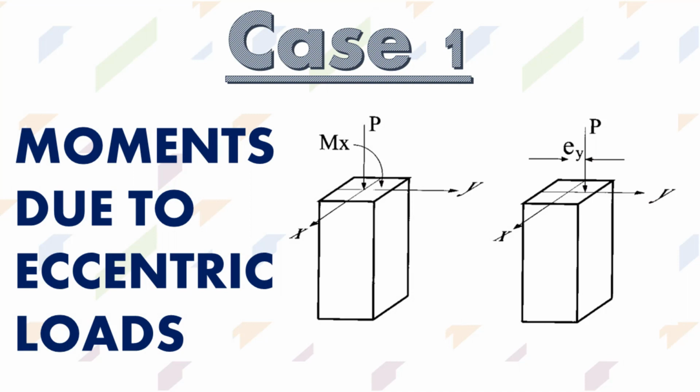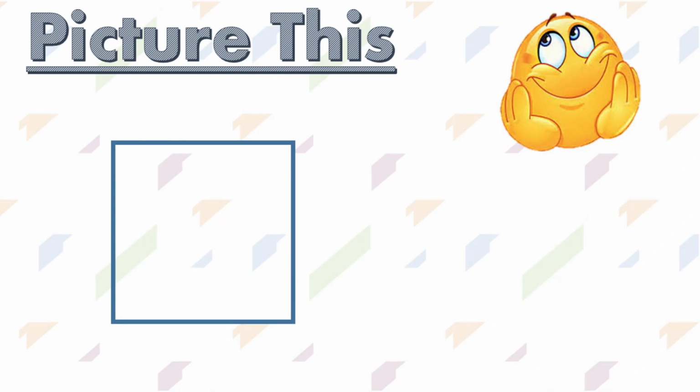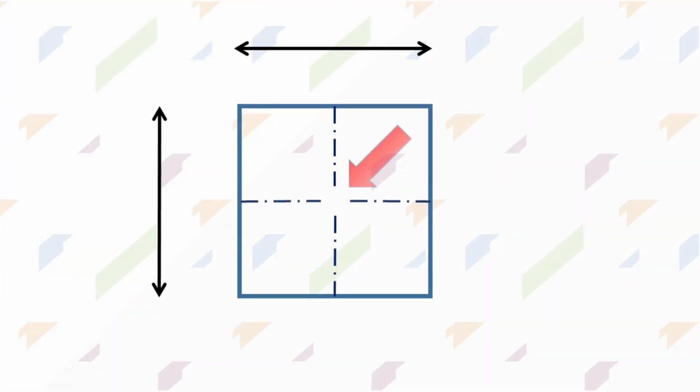Let's look at case 1, which is moments due to eccentric loads. Well, this should be the most obvious one, but to best understand this one, you need to picture a column in plan view. Now we can take a square column because it'll be much easier to understand. And next, what you need to realize is this square column has a width and height, so because of this, it will have a geometric center.